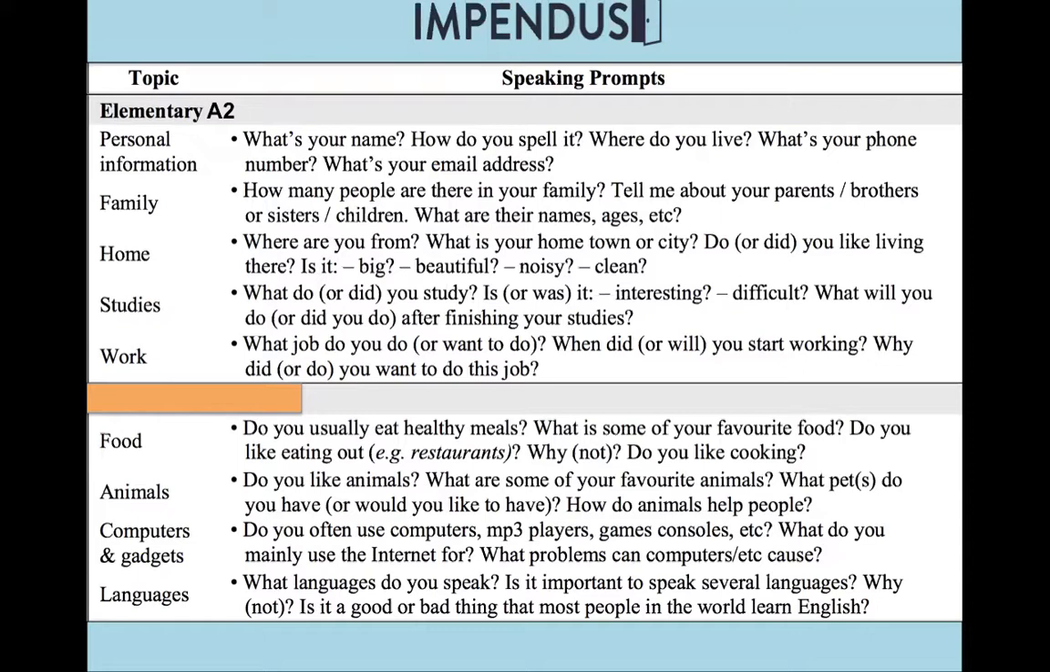Do you usually eat healthy meals? What is some of your favorite food? Do you like eating out? Why not? Do you like cooking? Do you like animals? Do you often use computers? What languages do you speak? Take a few seconds to review the questions in this section and take a guess at what level this could be for. You'll have 15 seconds.